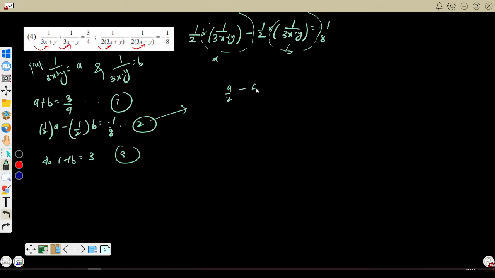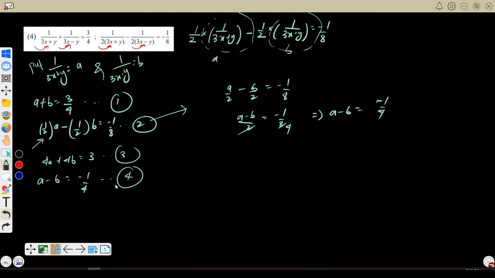This is a by 2 minus b by 2 is equal to minus 1 upon 8. So the denominators are the same, so I can write a minus b upon 2 is equal to minus 1 upon 8. So 2 into 1, 2 into 4. So the equation now is a minus b is equal to minus 1 upon 4. So this equation after simplification can be written as a minus b is equal to minus 1 upon 4. I mark this equation as 4.